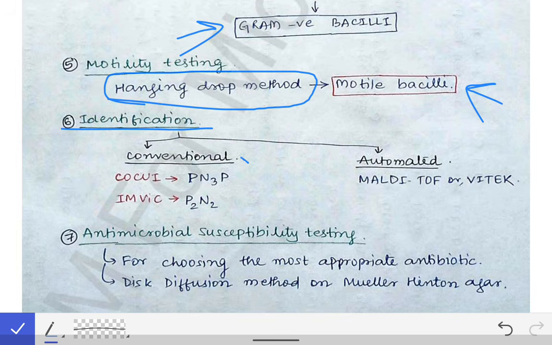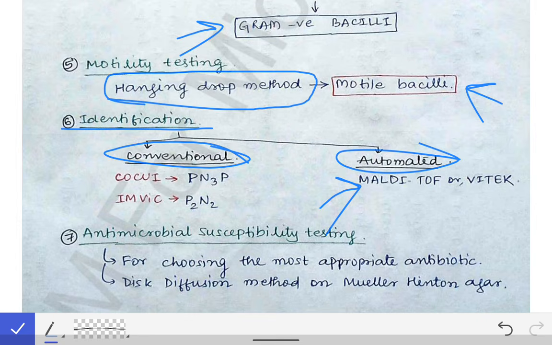Identification can be done by conventional biochemical tests or by automated methods. Automated methods make our life easy. By just putting in the specimen, you will get to know about the organism. The machines are the MALDI-TOF and the VITEK, of course. Now come to the biochemical tests.